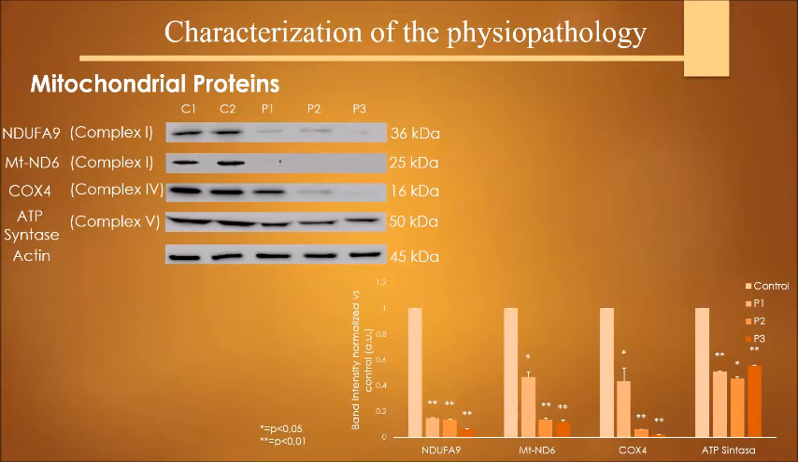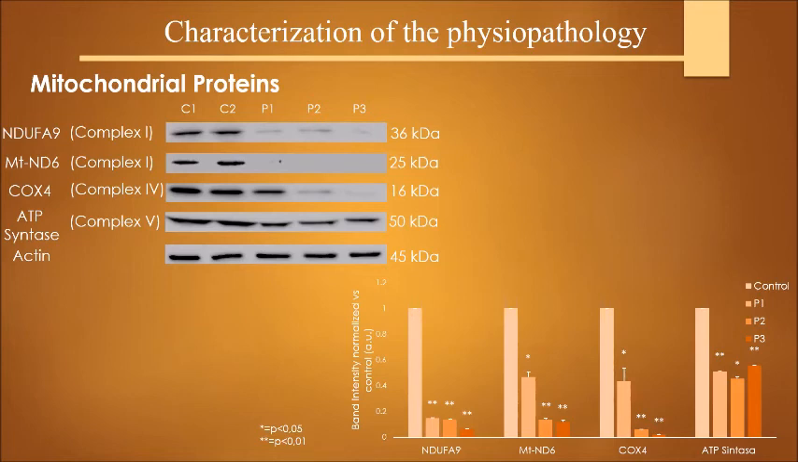So for this reason, we looked at the expression of some proteins related to the respiratory chain, specifically complexes 1, 4, and 5. As we can see, the first two lanes show the normal expression of these proteins in control, and the other three lanes show the expression in the KAT6A lines. As we can see in the Western blot and in the bar graph, there is a decrease in some of these proteins.